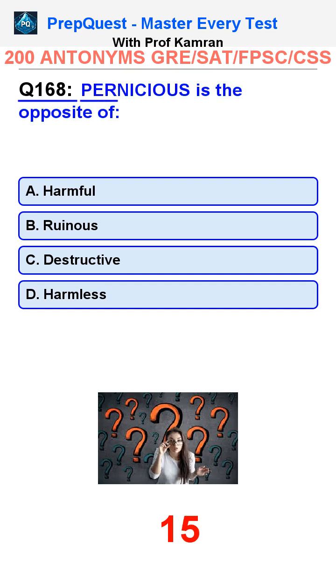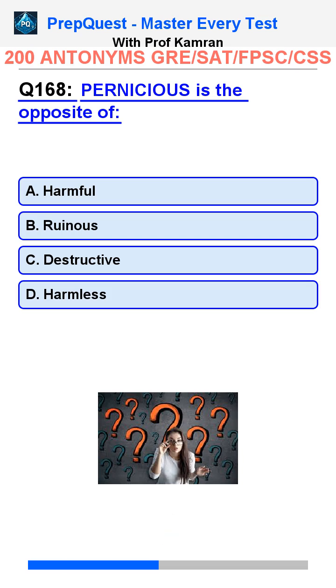Question 168. Pernicious is the opposite of. Option A. Harmful. Option B. Ruinous. Option C. Destructive. Option D. Harmless.